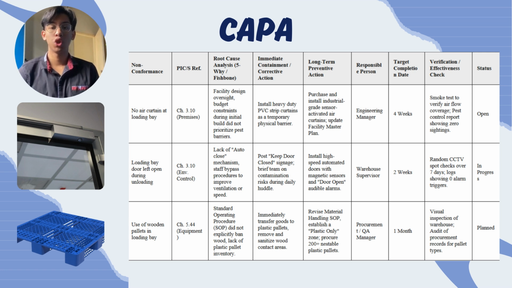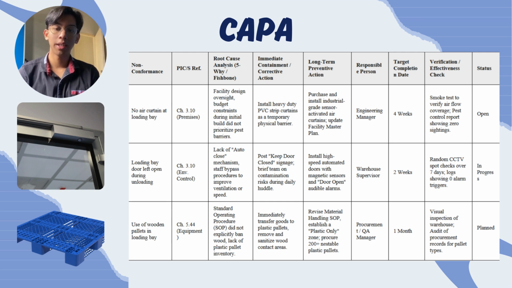Next, another major issue that we identified was that the loading bay doors were frequently left open during unloading activities. This was caused by the lack of an auto-close mechanism and staff bypassing procedures for speed. To correct this immediately, we have posted keep-door-closed signs and included this risk in our daily huddles. The warehouse supervisor will manage the installation of high-speed automated doors equipped with magnetic sensors and audible alarms. We will monitor this compliance through CCTV spot checks and alarm logs over 7-day periods.